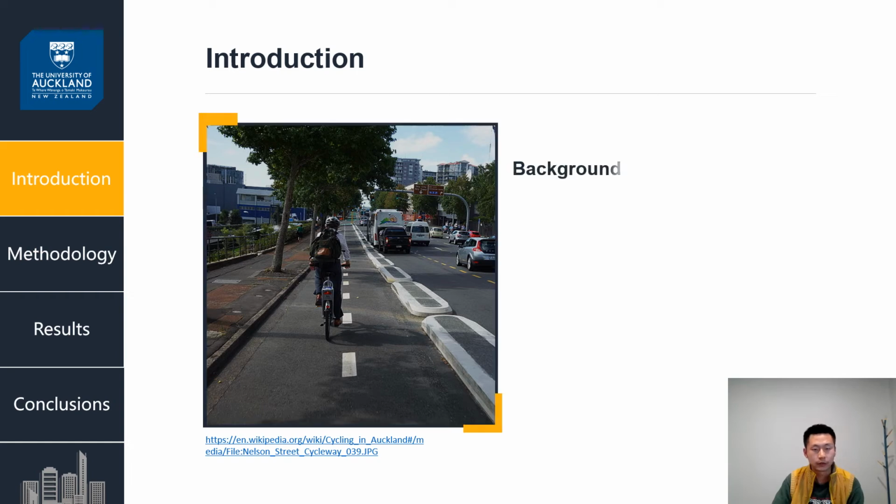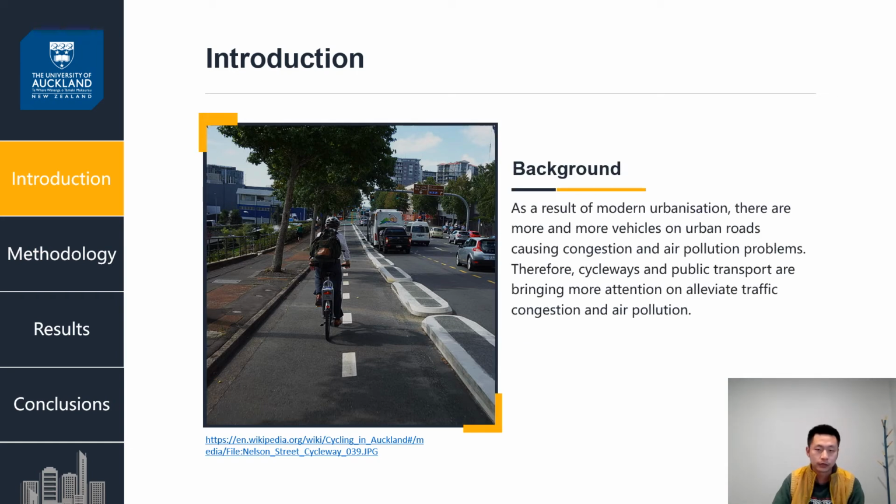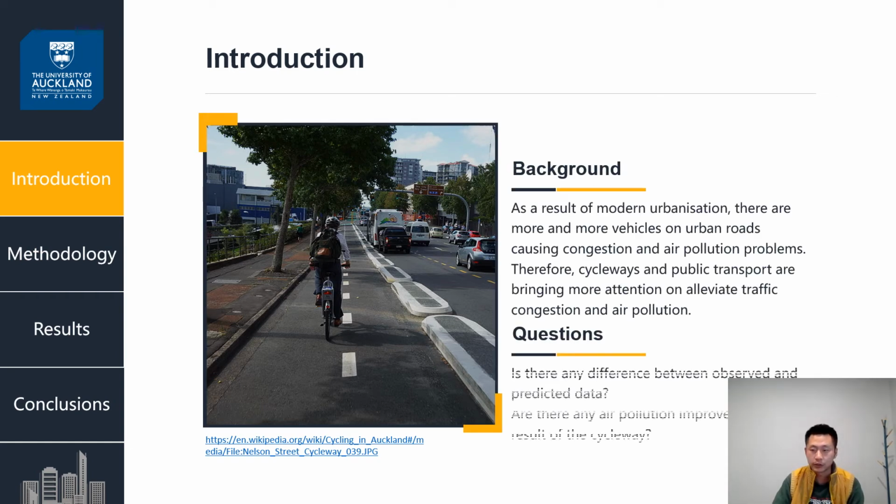Firstly, we're going to talk about the introduction. So a bit of background about it. As a result of modern urbanization, there are more and more vehicles on urban roads, causing congestion and air pollution. Therefore, cycleways and public transport are bringing more and more attention on reducing traffic congestion and air pollution.